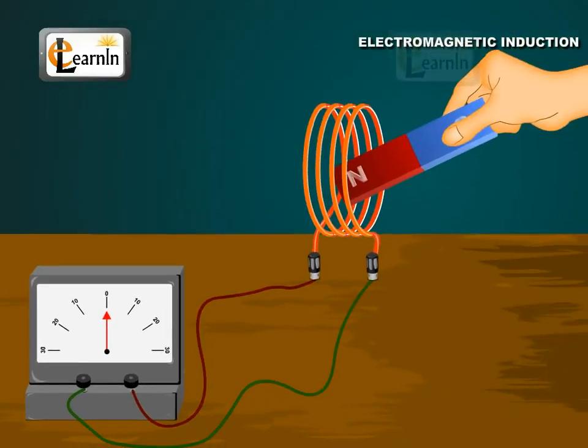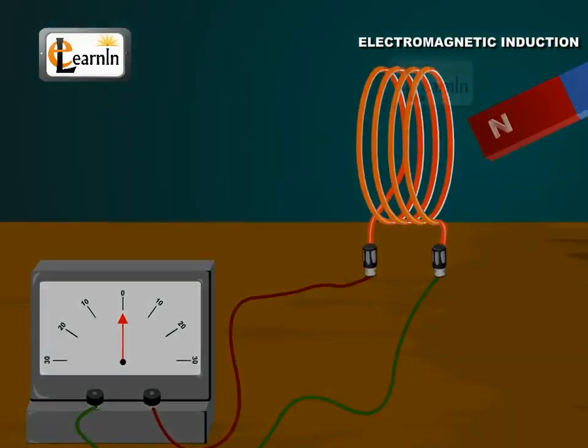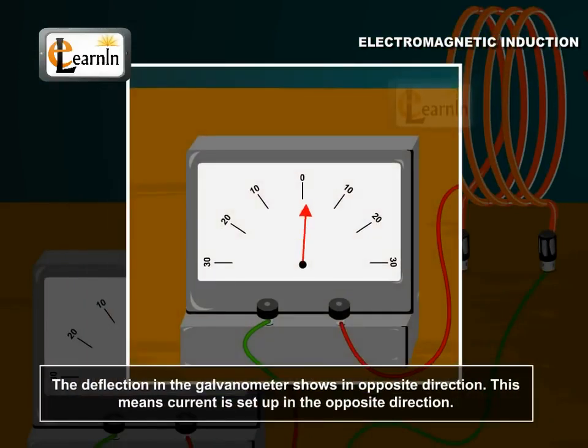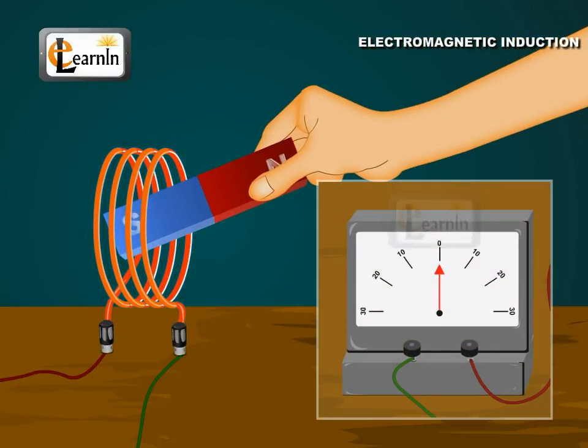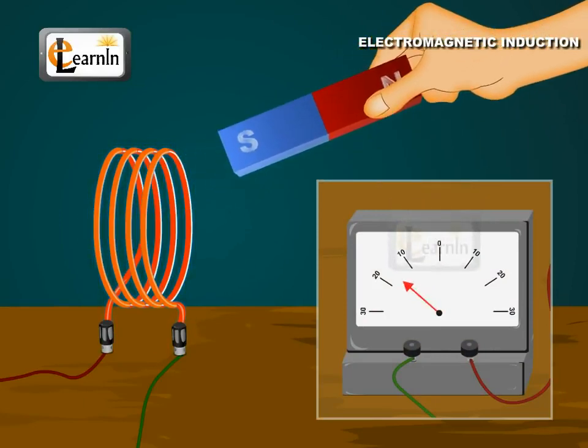Now, move the magnet away from the coil. The galvanometer shows again a deflection, but in the opposite direction. This means current is set up in the opposite direction. If you hold the magnet with its south pole facing the coil and repeat the above steps, the deflections are again observed, but are reversed.